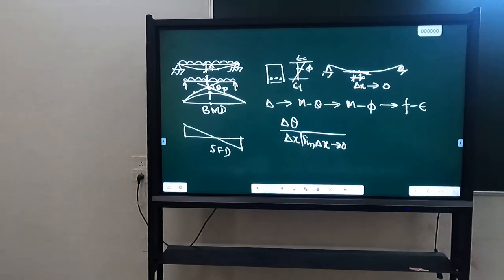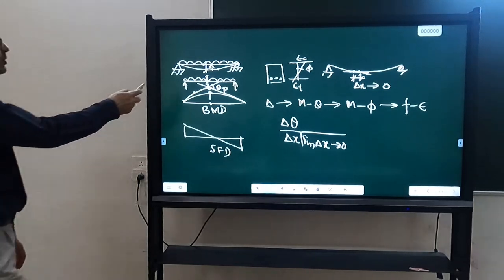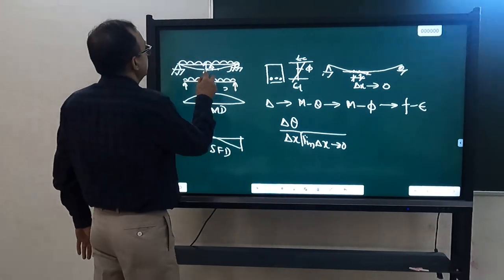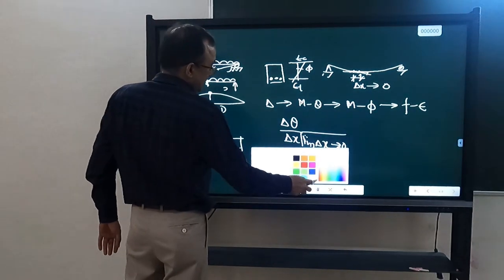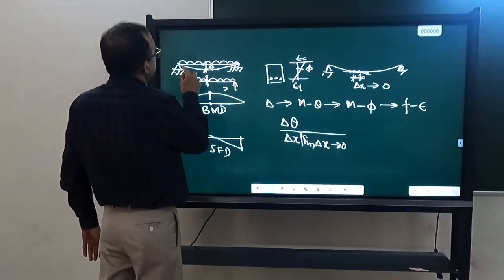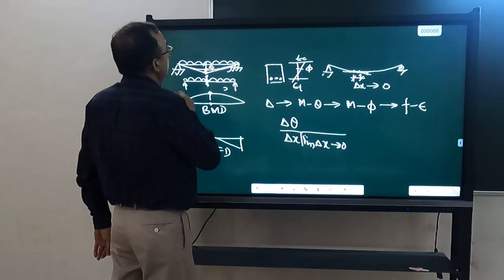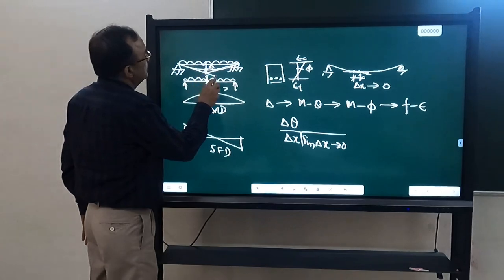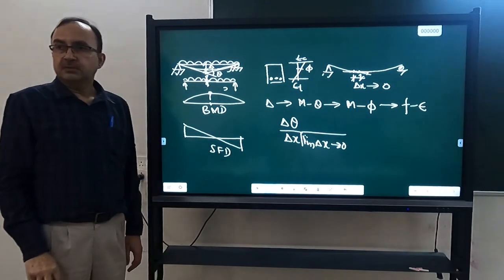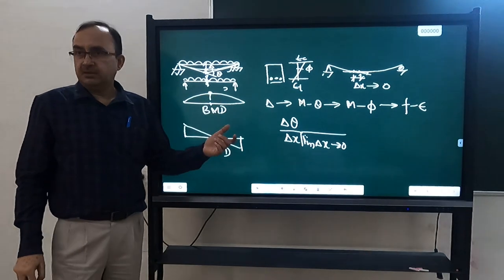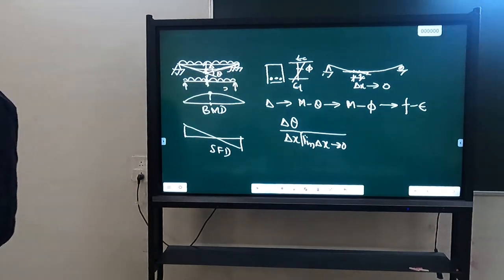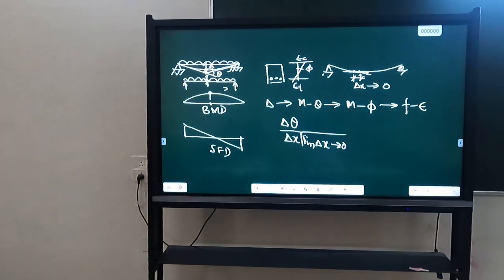When I am increasing the load, this theta will... Sorry, I have plotted it the wrong way. I have plotted it on the bending moment diagram. It is not the bending moment diagram, but rather here. So the deformed shape is going to be like this, and then it came to this. And theta will go on increasing when you increase the load further. When it reaches theta u, the full theta is exhausted, then it will fail, it will rupture, it will fall. Okay.